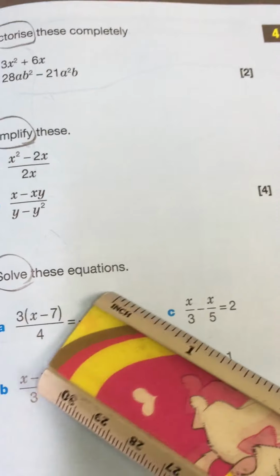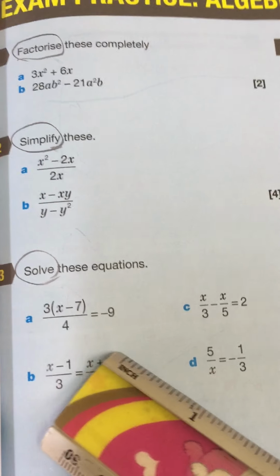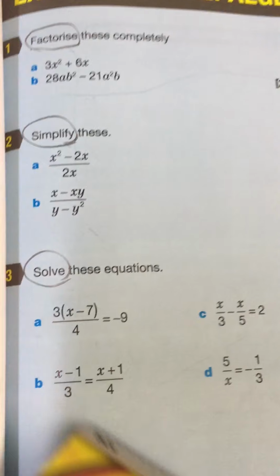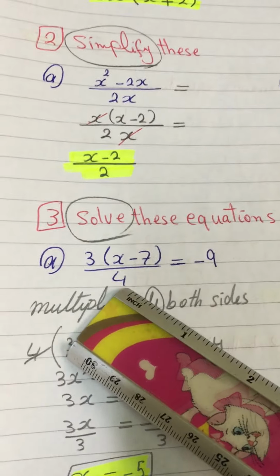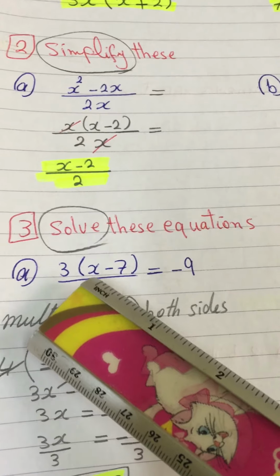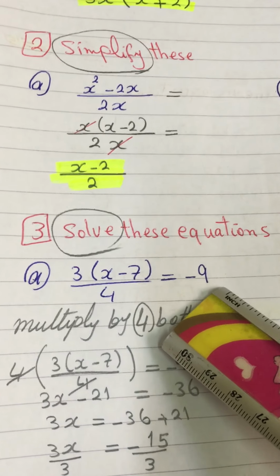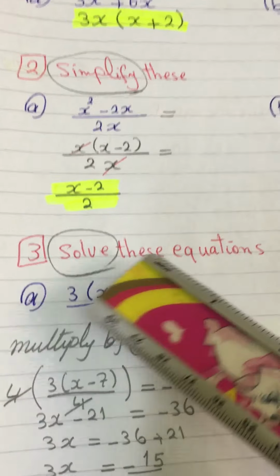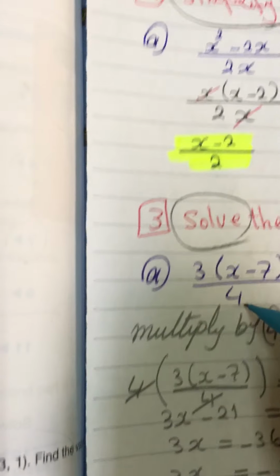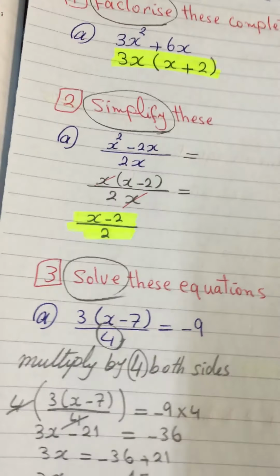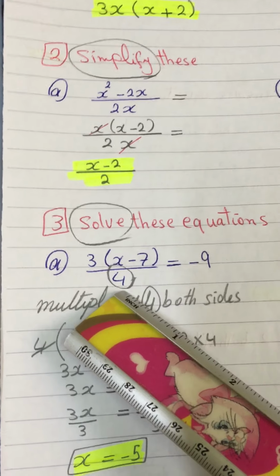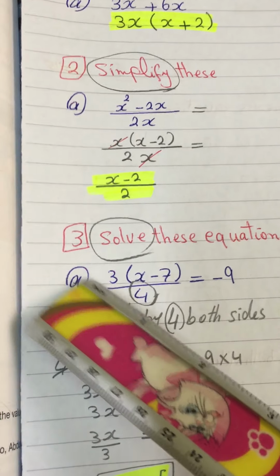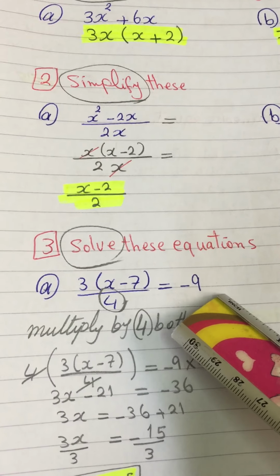He said solve these equations. So he asked me to find the value of the variable x in each equation. Let's start with the equation in letter A. In letter A, I have 3 multiplied by (x minus 7) over 4 equals negative 9. To solve this equation, I want to clear the denominator. To clear the denominator, I'll multiply by it on both sides. I'll multiply by the LCM. Here I'll take 4 multiplied by this bracket, this side, and 4 multiplied by negative 9.